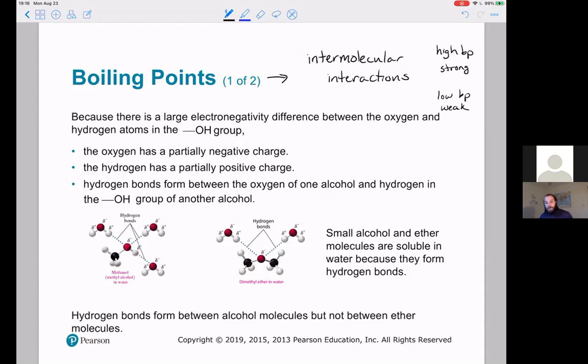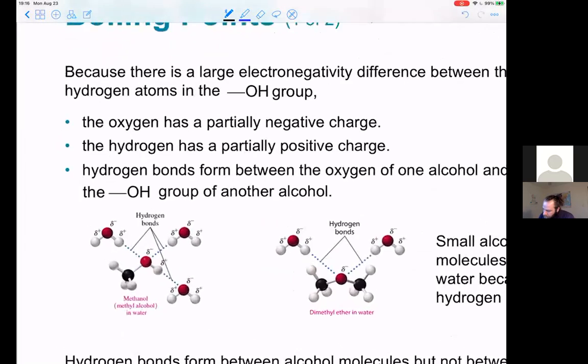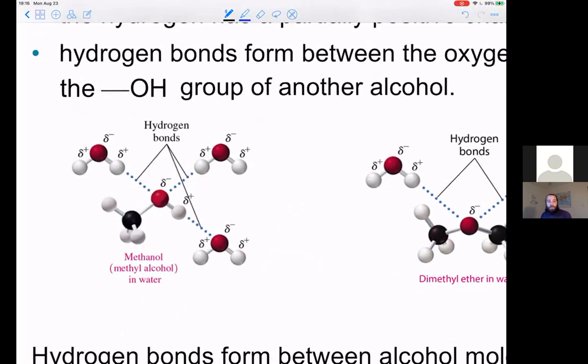Okay, we saw that hydrocarbons have relatively low boiling points, and they get lower and lower the smaller those hydrocarbons get. So methane is not interacting with its neighbors very strongly. When it comes to alcohols, they have substantially higher boiling points. That's because of something called hydrogen bonding, okay?